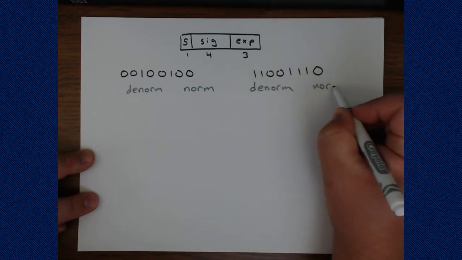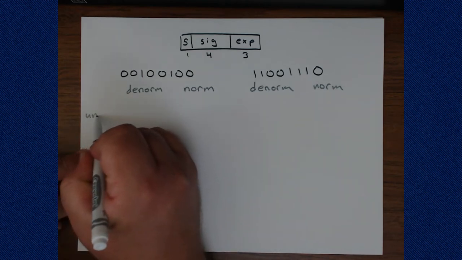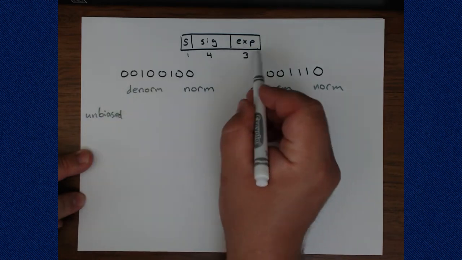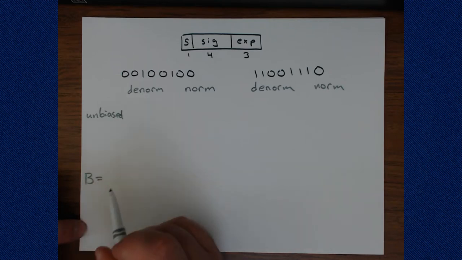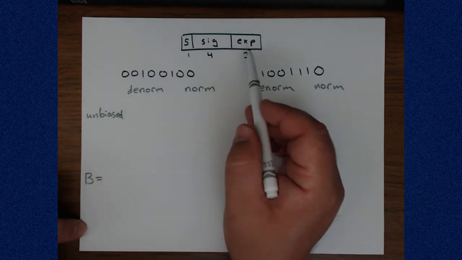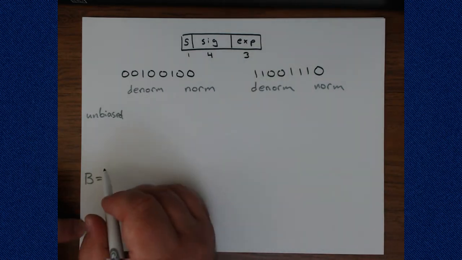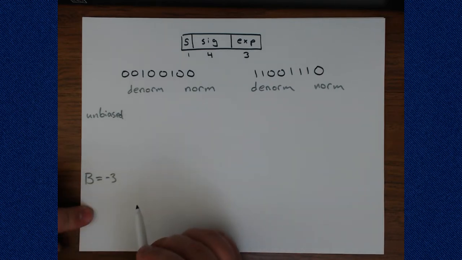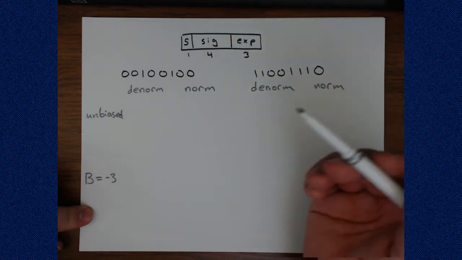Now the exponents might be unbiased, which means that we just take the 3-bit pattern and treat it as a 2's complement number. Or it could be biased, in which case we have to take the unsigned interpretation of these 3 bits and afterward add a bias b, which I'll pick negative 3. That's fine. We'll do negative 3. We'll add that to whatever the unsigned 3-bit pattern is, and that will give us our true exponent.